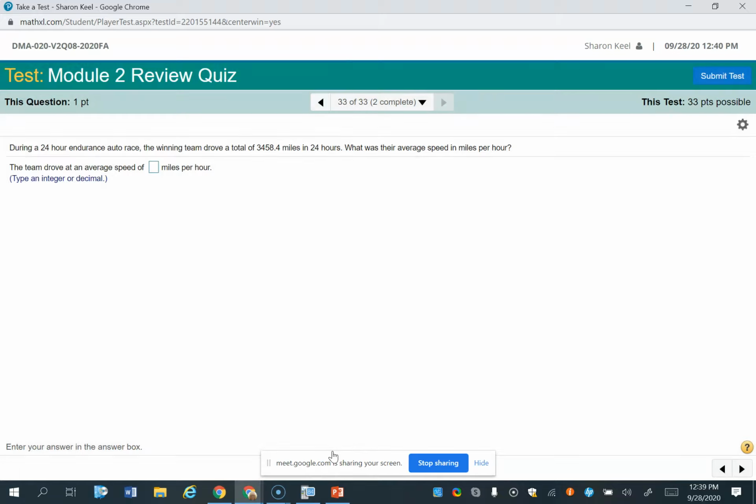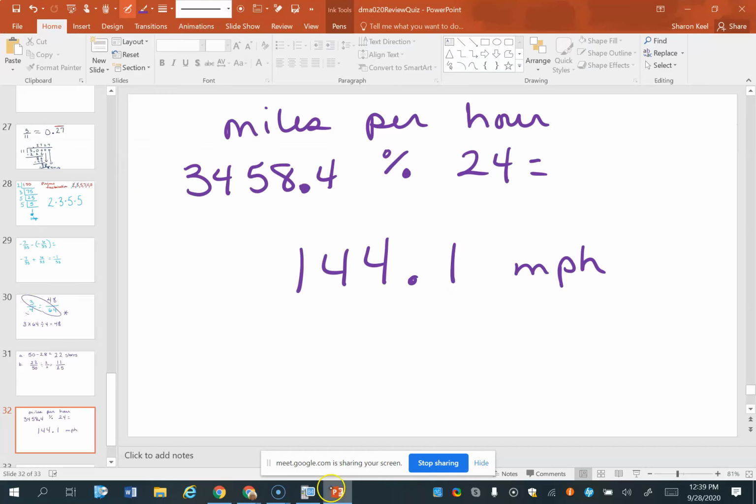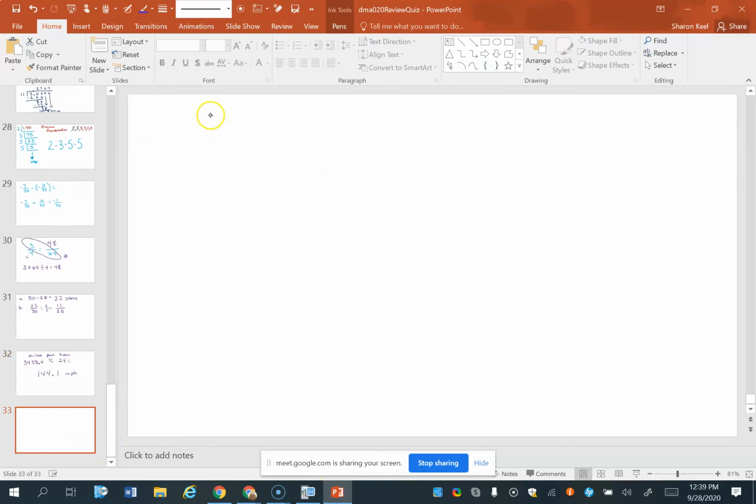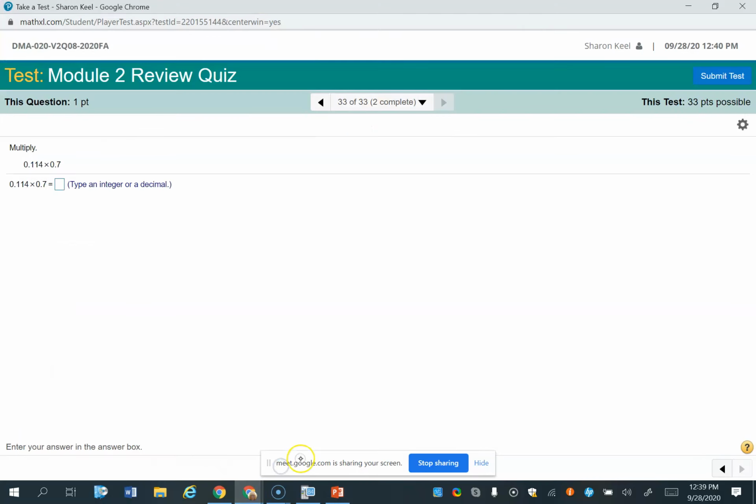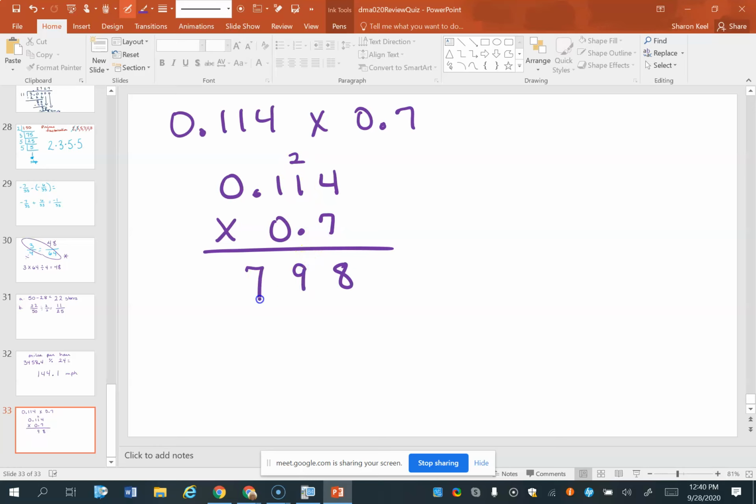And then last but not least, we have 114 thousandths times 7/10. You could do this longhand or calculator, either way. Let's just review, if you're doing the decimals when we do multiplication, we just simply put the largest digits on top, the smaller digits on bottom. So 7 times 4 is 28, 7 times 1 gives me 7.